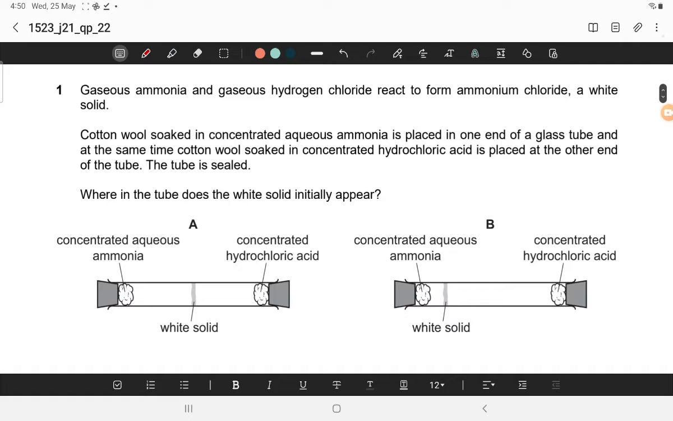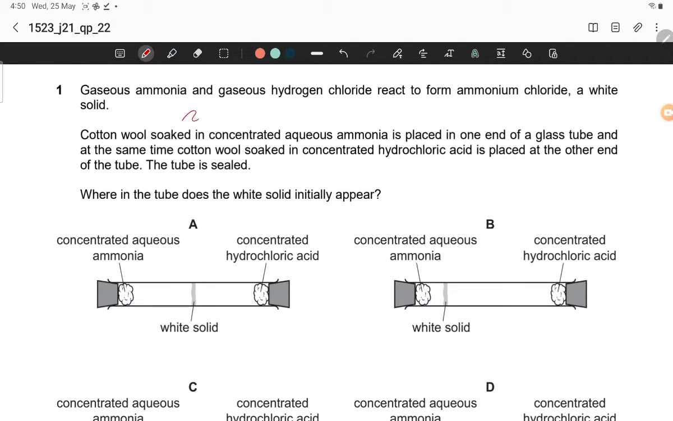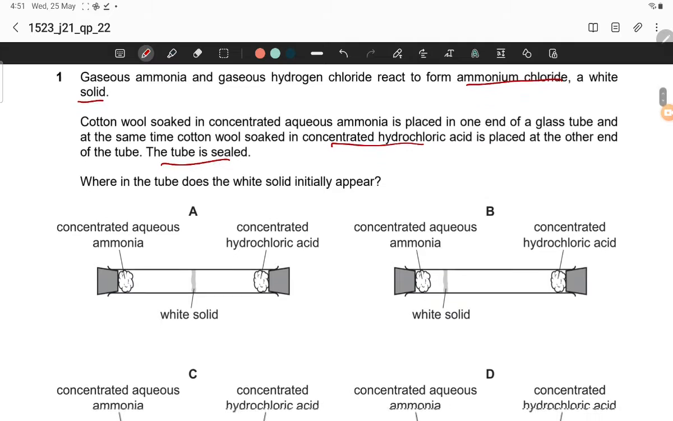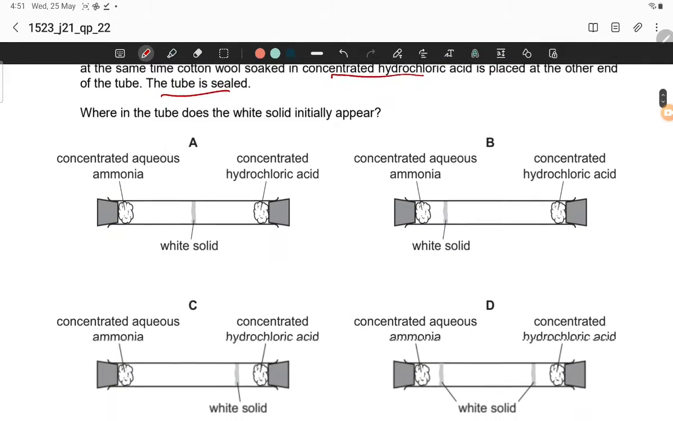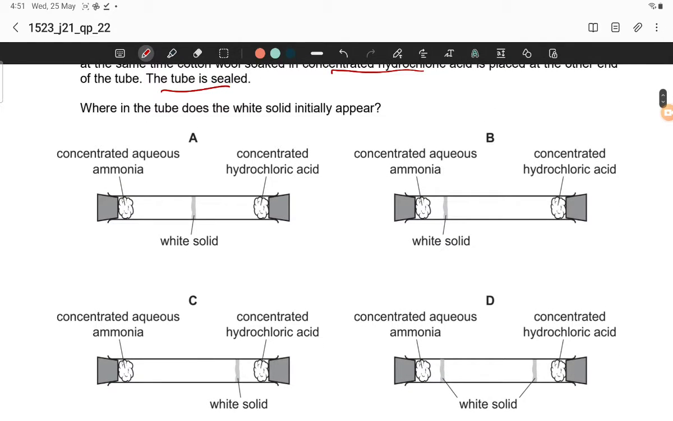Question number 1. Gaseous ammonia and gaseous hydrogen chloride react to form ammonium chloride, a white solid. Cotton wool soaked in concentrated aqueous ammonia is placed in one end of a glass tube, and at the same time cotton wool soaked in concentrated hydrochloric acid is placed at the other end of the tube. The tube is sealed. Where in the tube does the white solid initially appear?